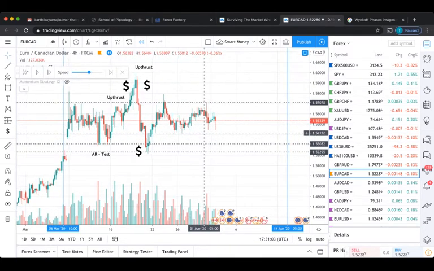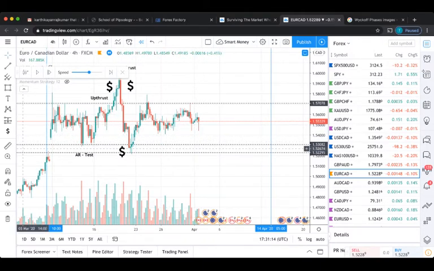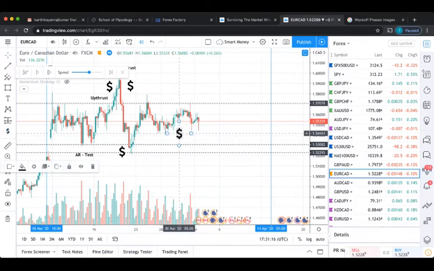All right. So if that's the case, what I'm expecting, especially for the banks, is that the banks are going to push through this, right? The banks are going to push through this to take out all this liquidity. There's more liquidity sitting underneath here after I see this, right? So let's hit play.